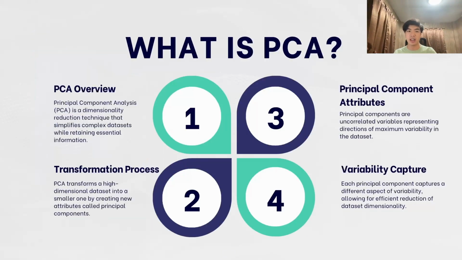So what is PCA? Principal Component Analysis is a dimensionality reduction technique that simplifies complex datasets while retaining essential information. PCA transforms a high-dimensional dataset into a smaller one by creating new attributes called principal components. The principal components are uncorrelated variables representing directions of maximum variability in the dataset. Each principal component captures a different aspect of variability, allowing for efficient reduction of dataset dimensionality.